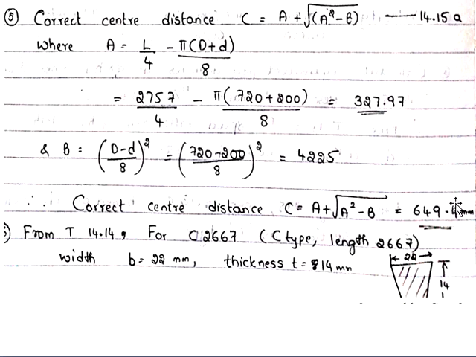Now we can make out the difference. According to the question, 600 is the center distance, but after all the calculation, I am getting correct center distance as 649, which will slightly deviate from whatever center distance is given in the question.